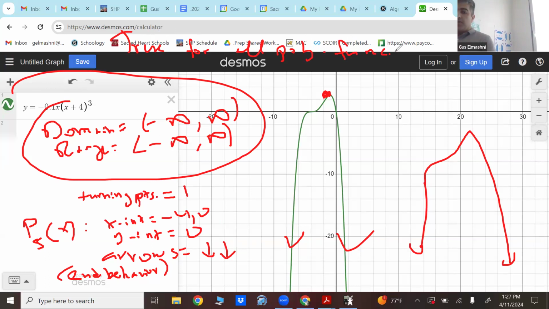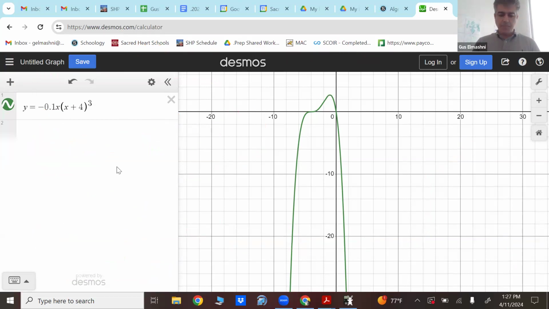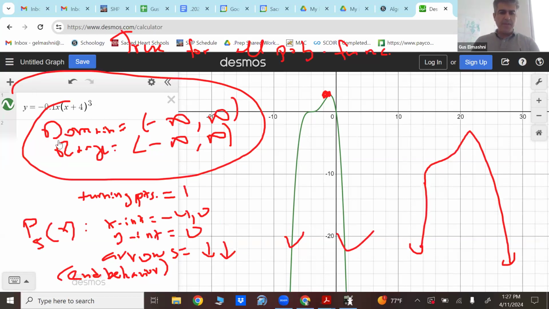True for all polynomial functions. So, yep. Okay. We're good? All right. Oh, why did I delete that? That was dumb. Here we go. Let me just delete some of these things here.